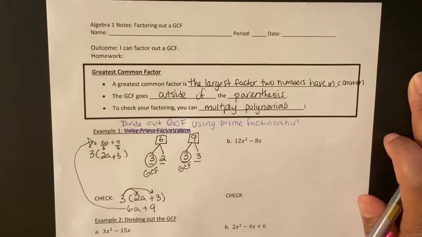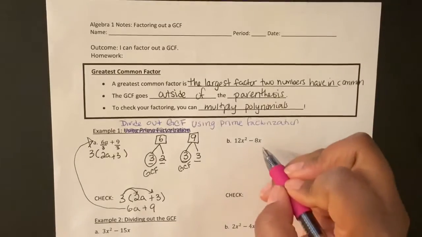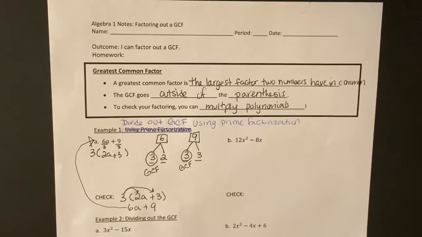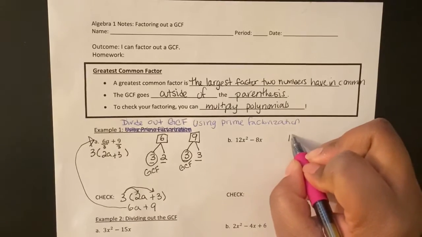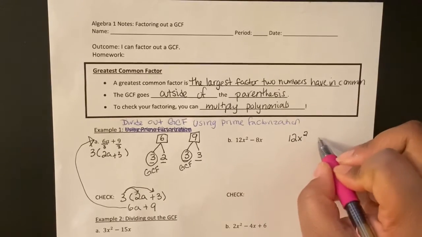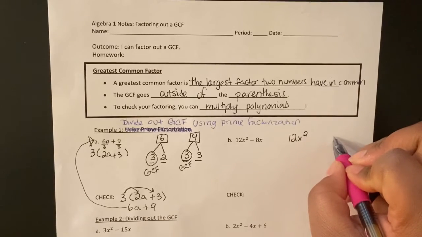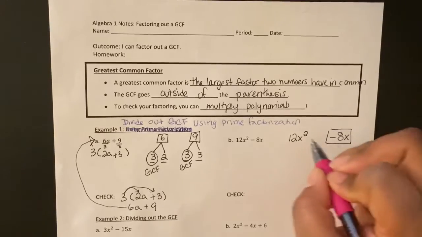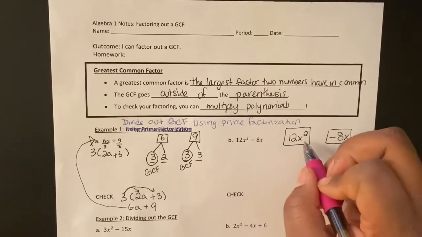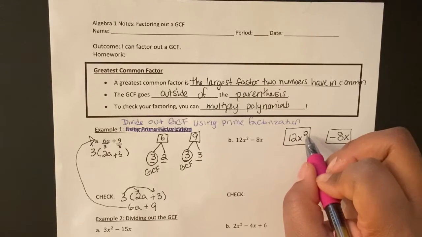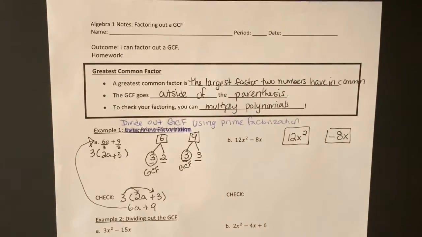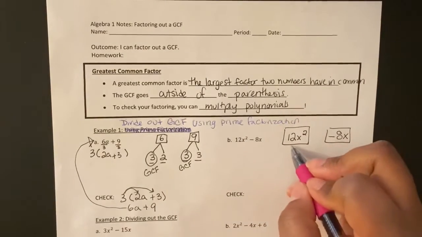Let's do example number 2. 12x squared and negative 8x. Notice that I brought the variable with me, as well as whatever the exponent goes with the variable, and the signs, because that matters as well.